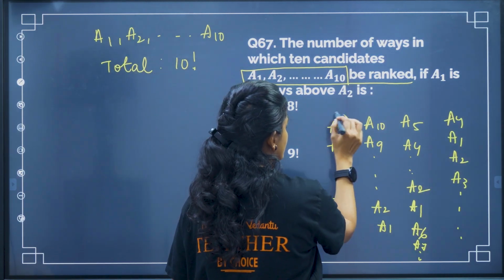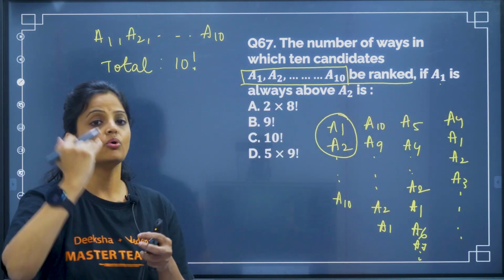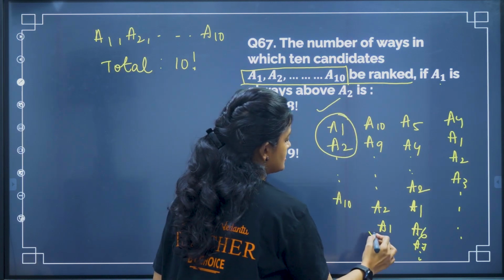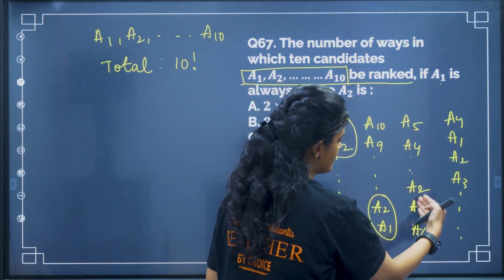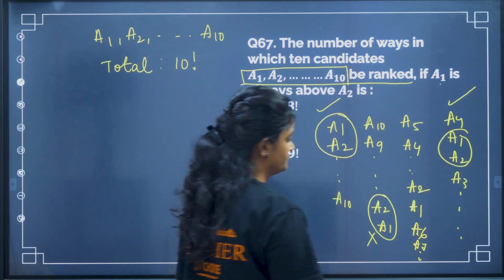Now I have to take up this according to the question. A1 should be always above A2. So I will consider this. I will not consider this because this is below. I will not consider here because A1 is below A2. I'll consider this because it is above.